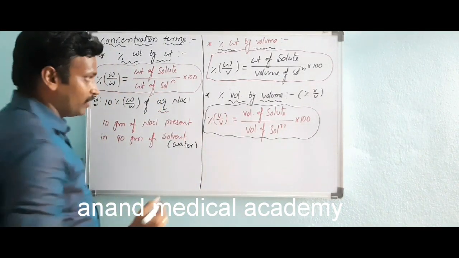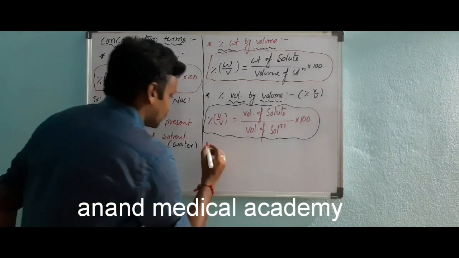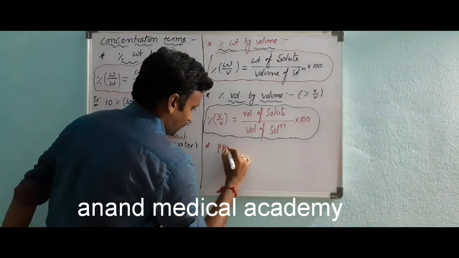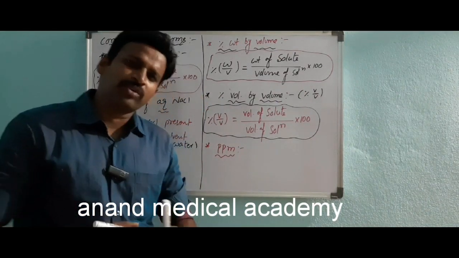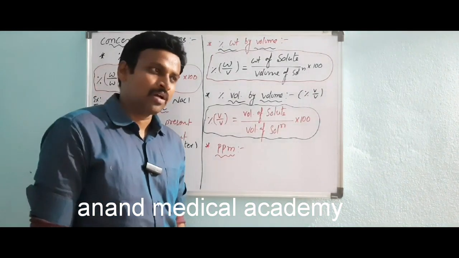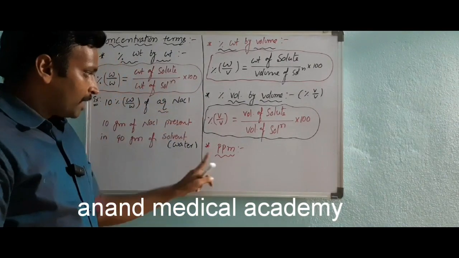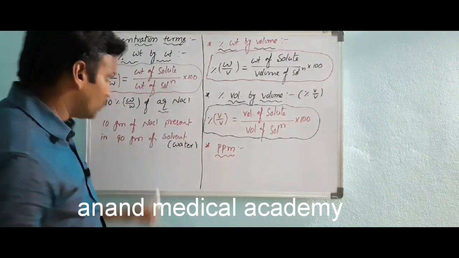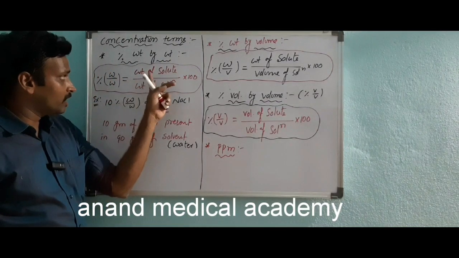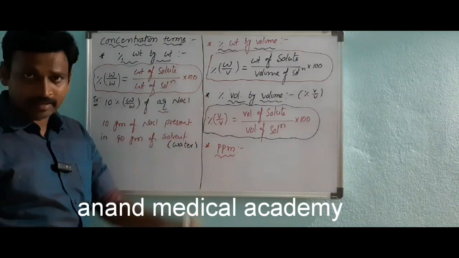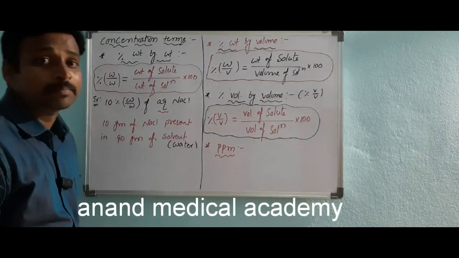I'll give you one more, that is ppm, parts per million. Usually ppm we use for smaller concentrations, like hardness of water to calculate. Do you know percentage weight by weight? Yes, you know already. Percentage weight by weight means weight of solute by weight of solution into 100. Remove 100 and write 10 power 6, so that you can understand ppm.